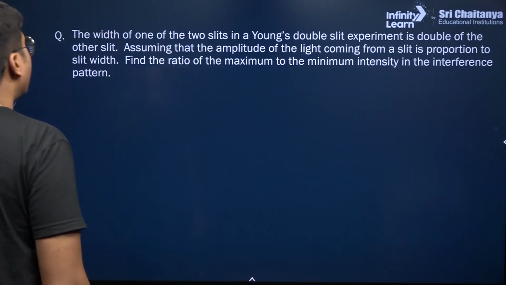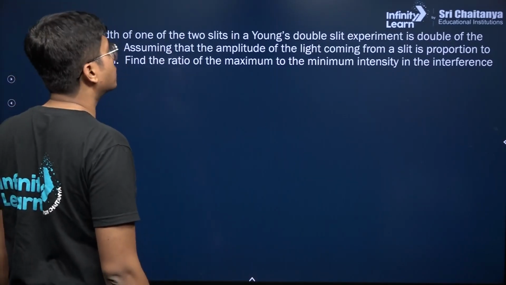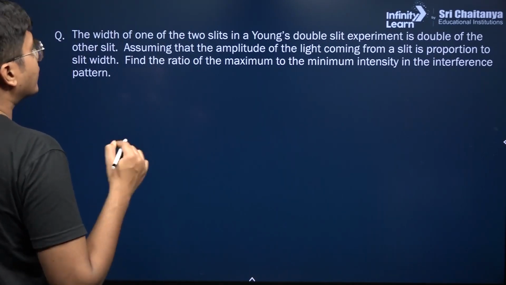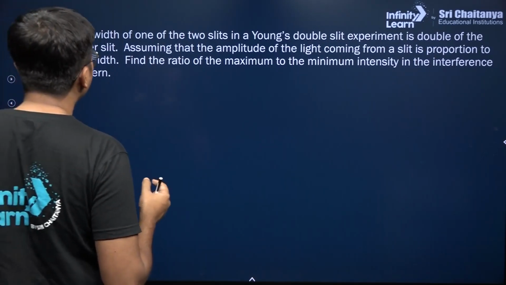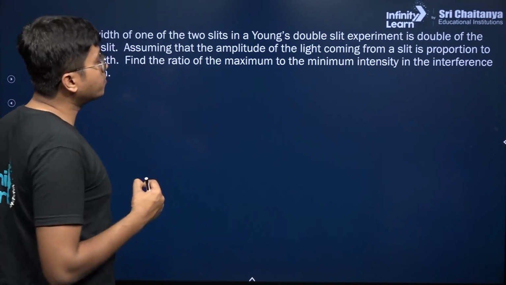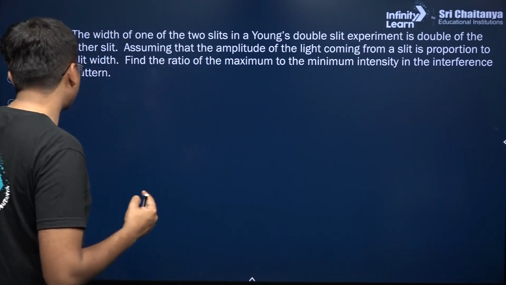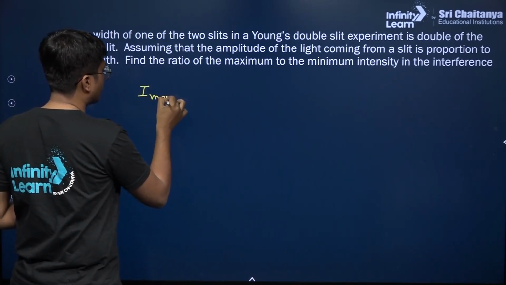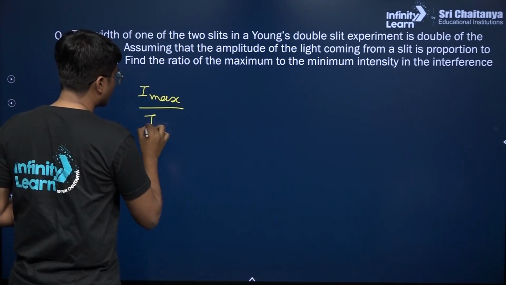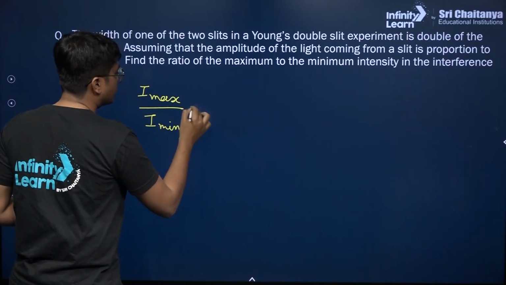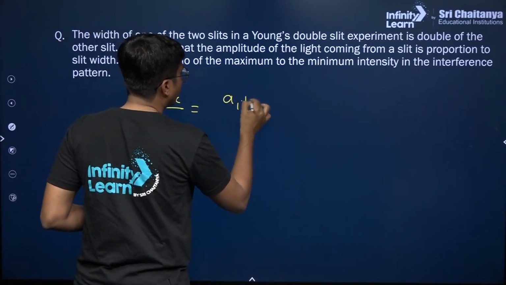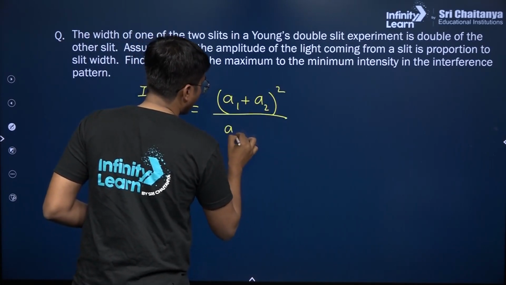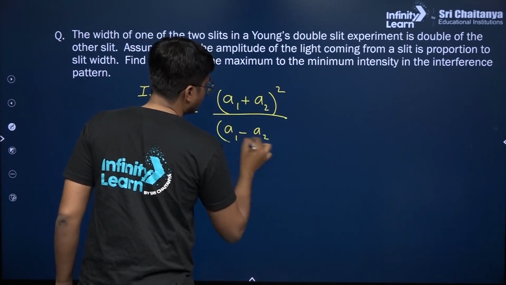Next question, the width of one of the two slits in a Young's double slit experiment is double of the other slit. Assuming that the amplitude of light coming from a slit is proportional to slit width, find the ratio of the maximum to the minimum intensity in the interference pattern. So we know I max by I min is equal to (A1 plus A2) square divided by (A1 minus A2) square.